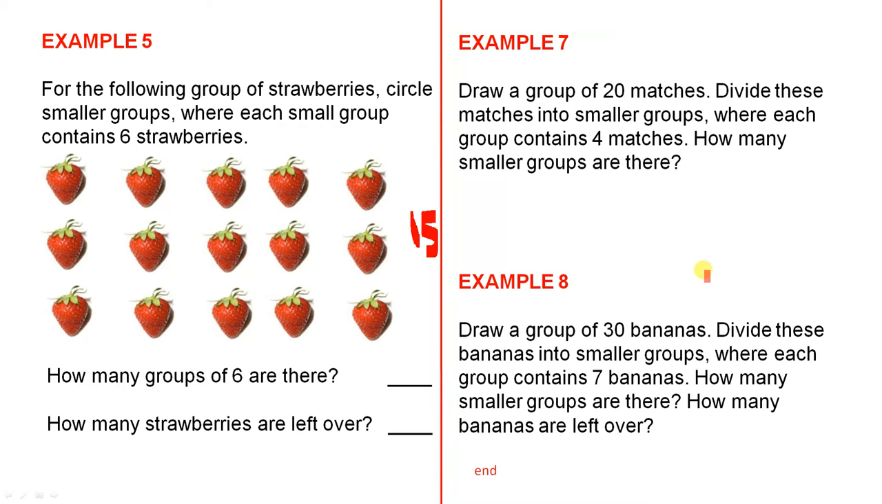And example 8, draw a group of 30 bananas. Divide these bananas into smaller groups where each group contains 7 bananas. How many smaller groups are there? And how many bananas are left over?